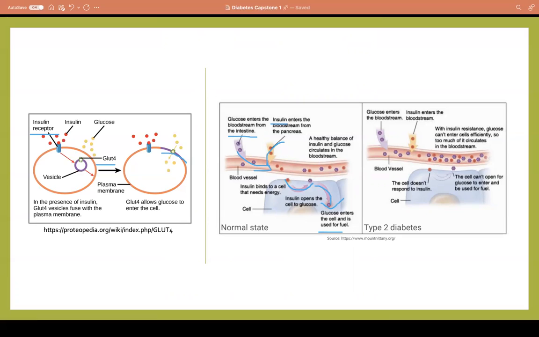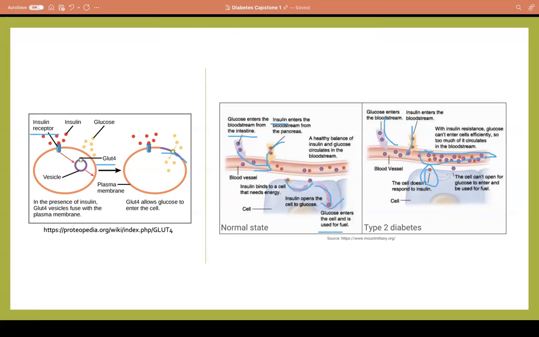But in the process of type 2 diabetes, glucose and insulin are still entering the bloodstream, but with insulin resistance, glucose can't enter the cells efficiently or effectively. So too much glucose and insulin is in circulation. And the cells don't respond to the insulin, and then the cell can't open up for glucose to enter and be used for fuel. And this is the process of insulin resistance.